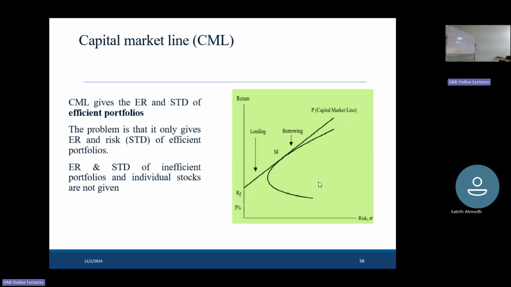So you can read that the CML gives the expected return and standard deviation only for efficient portfolios. That is the problem. It only gives expected return and standard deviation for efficient portfolios, so what about the expected return and standard deviation for inefficient portfolios, even for individual stocks?